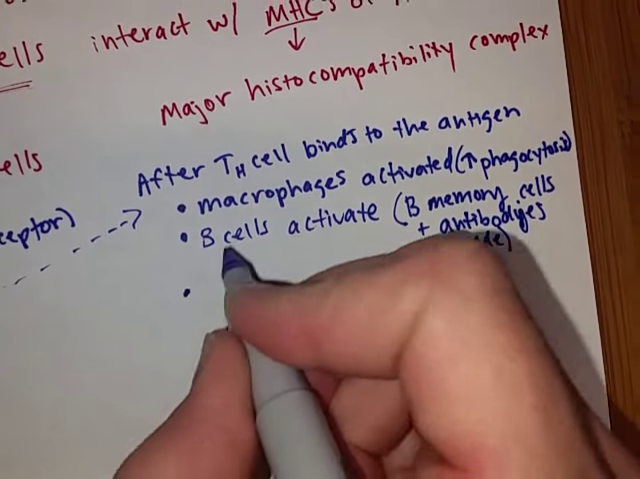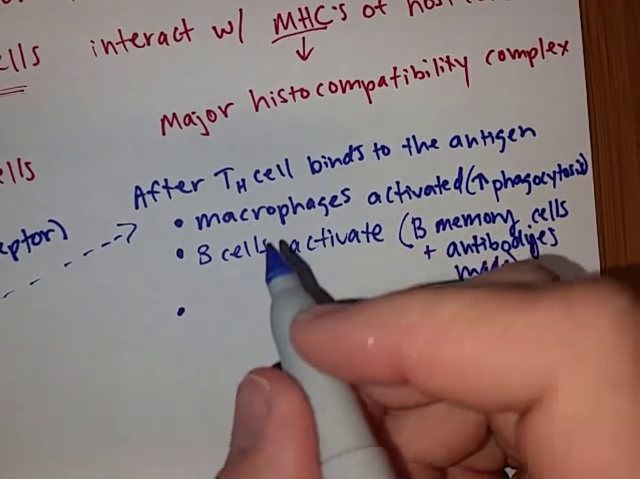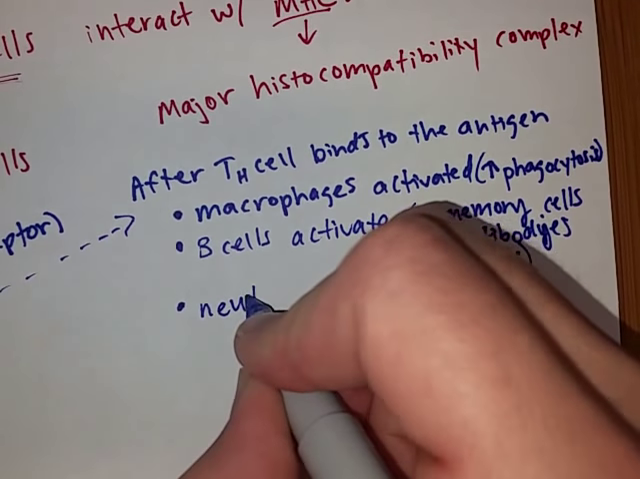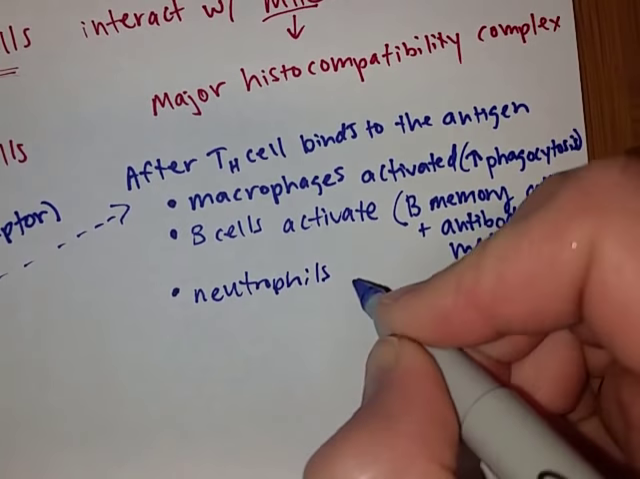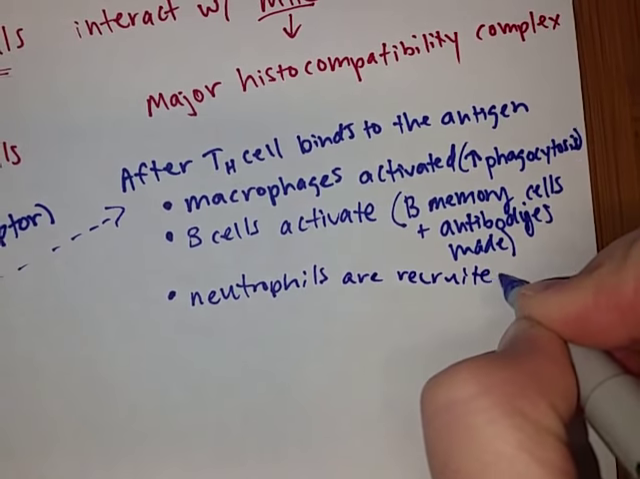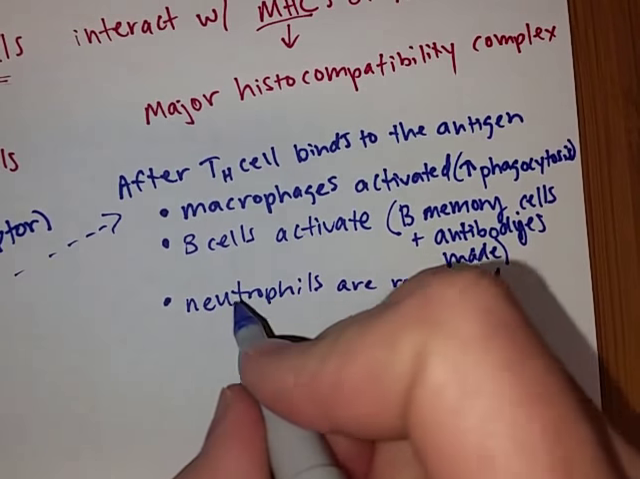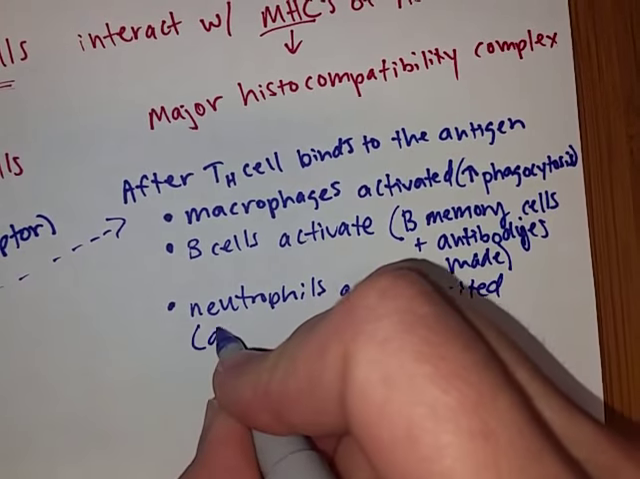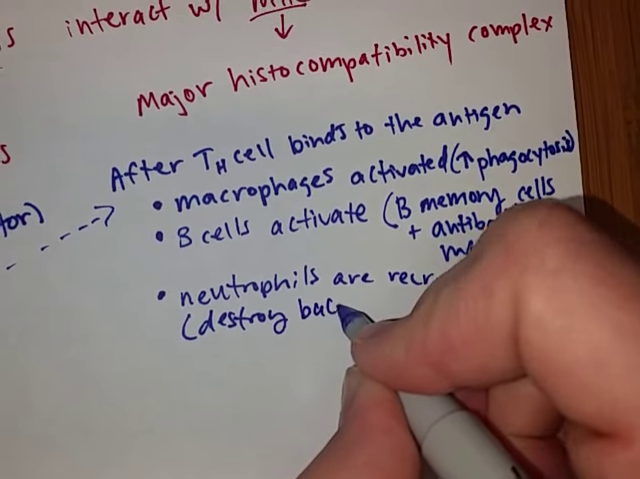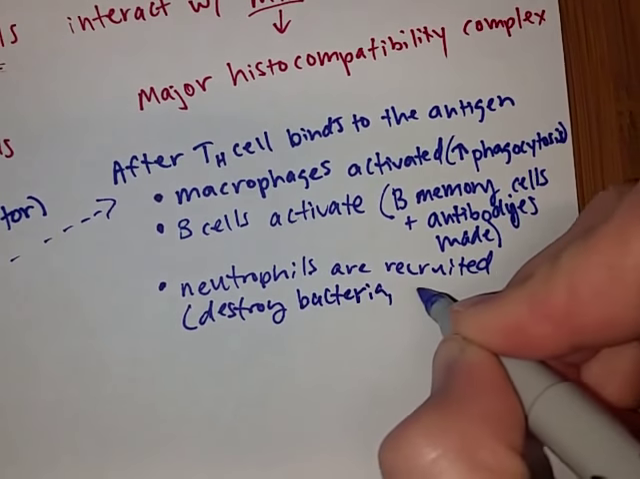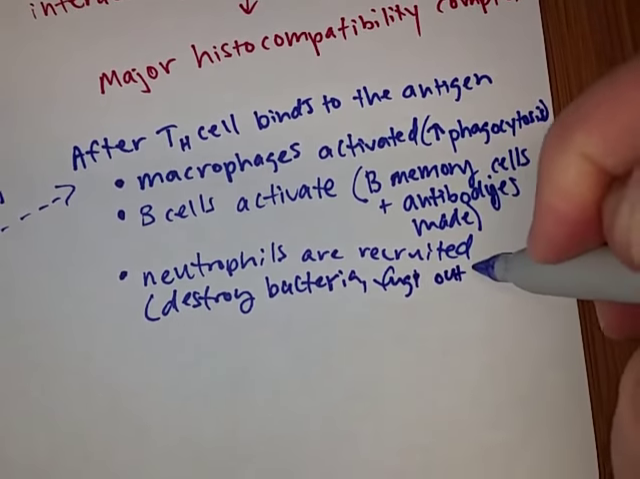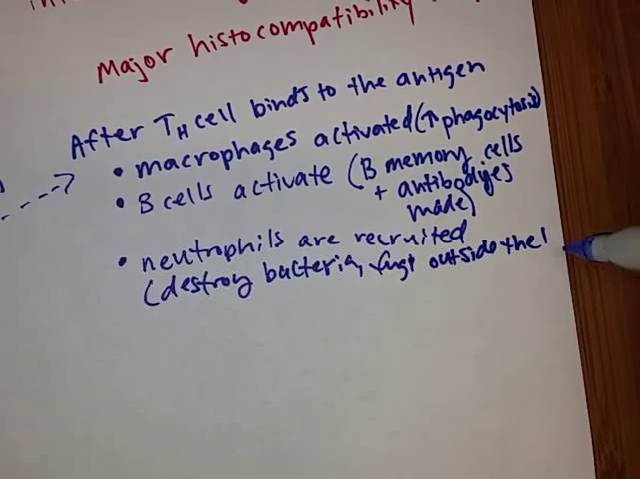Another thing that happens after the T cell is calling for help is that neutrophils are going to come to that site. So let's put neutrophils are recruited. Neutrophils are going to help destroy bacteria, fungus, things like that, that are outside the cell.